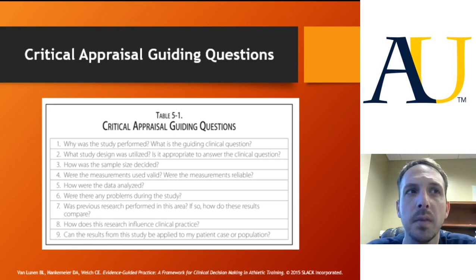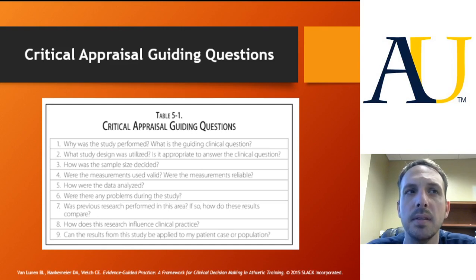But things like, why was the study performed and what is the guiding clinical question? This is really helpful so that we can compare their clinical question or their research question to our clinical question. And if that's not the same or similar enough, then it probably doesn't matter how good the research is because it's really not applicable to our situation.